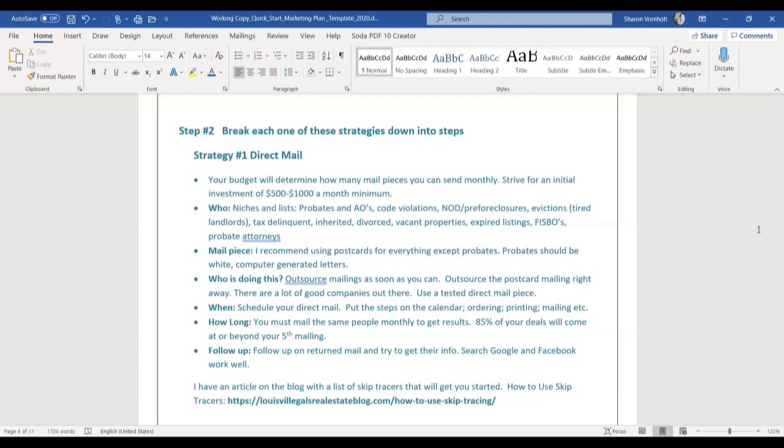Then if you see a house, what do you do with it? Well, you're going to send them a mail piece. Now you can have a stack of postcards on your dash where you write down their address. Some people stick a business card in the door, but you're assuming that they are going to come back to the house. I don't like to do that.